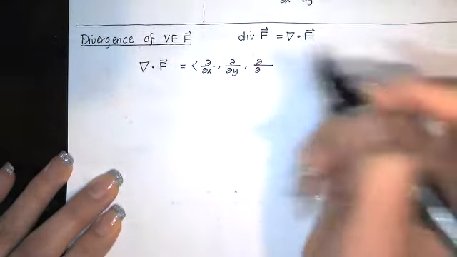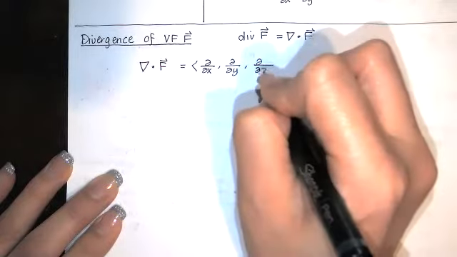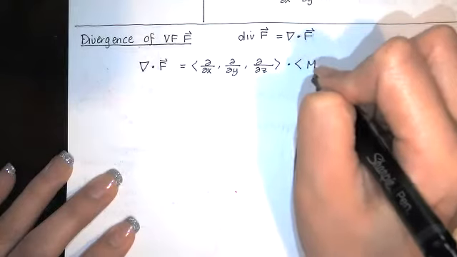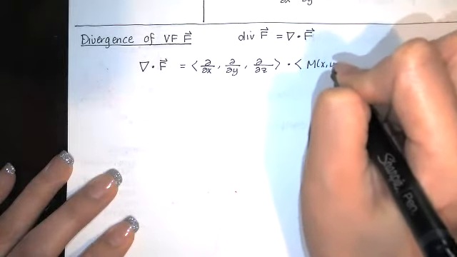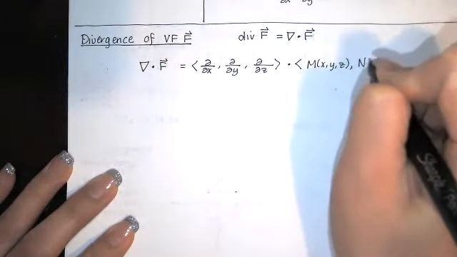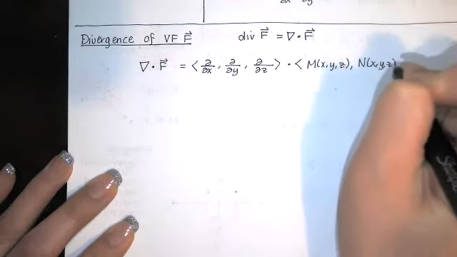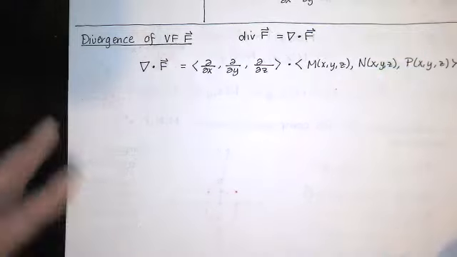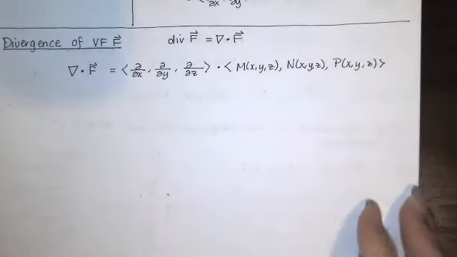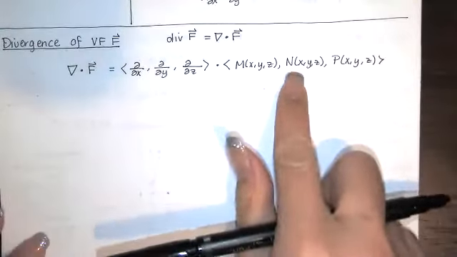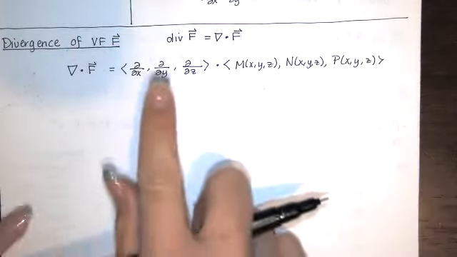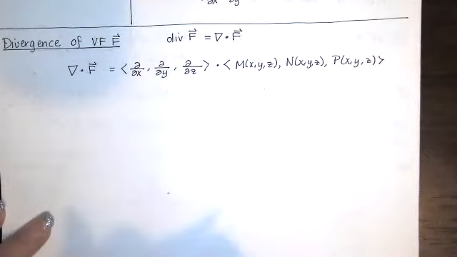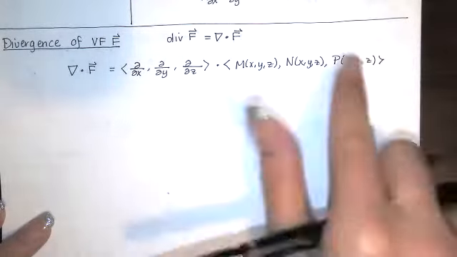So let's say F is a field in 3 dimensions. So F has 3 components: M of X, Y, and Z, N of X, Y, and Z, and P of X, Y, and Z. So at every location in its domain, we're going to have a different X component, Y component, and Z component. Now, if I take the dot product of this, normally I would just multiply and add, multiply and add, and multiply and add.